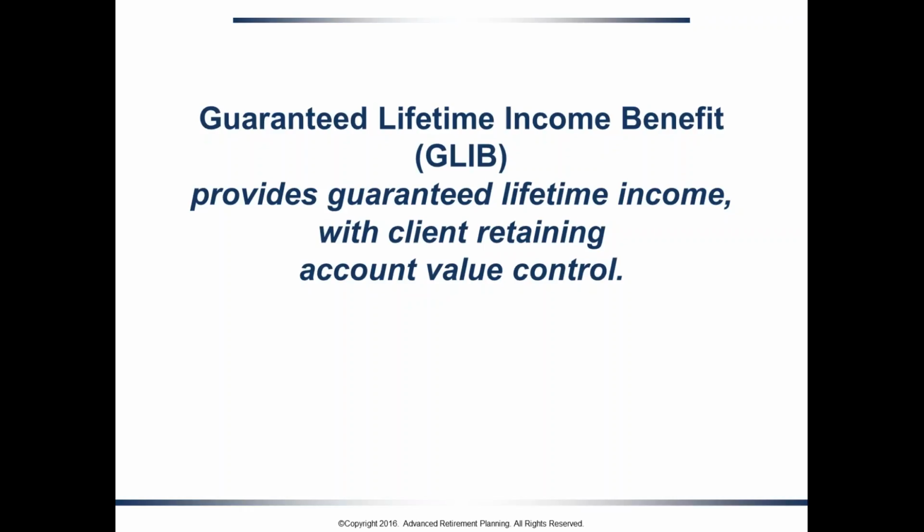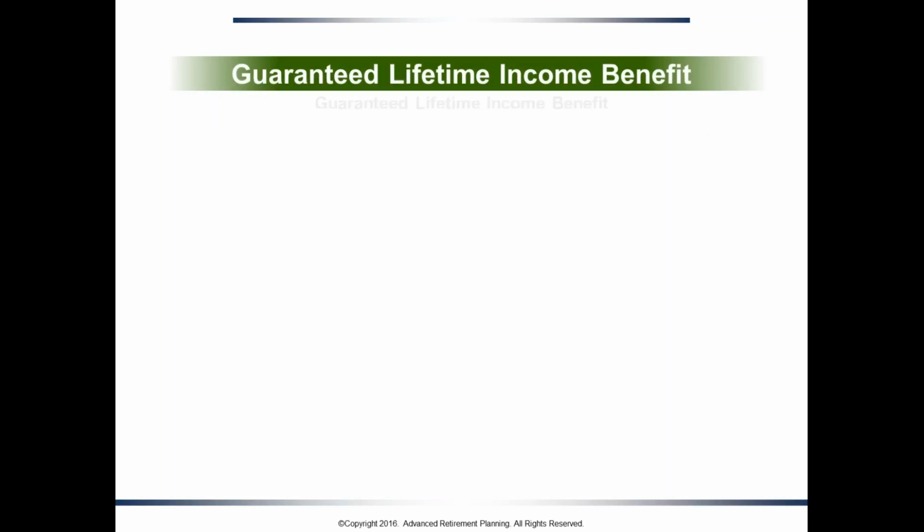So the core value proposition of a GLIB is that it is a means of providing lifetime income to a client while the client retains account value control. This was fairly radical with the advent of the GLIB, especially on fixed products. The only way a client could get income guaranteed for life was to annuitize the money, and annuitizing money, of course, means that you're giving up control of it. So that's the big thing about these deals.